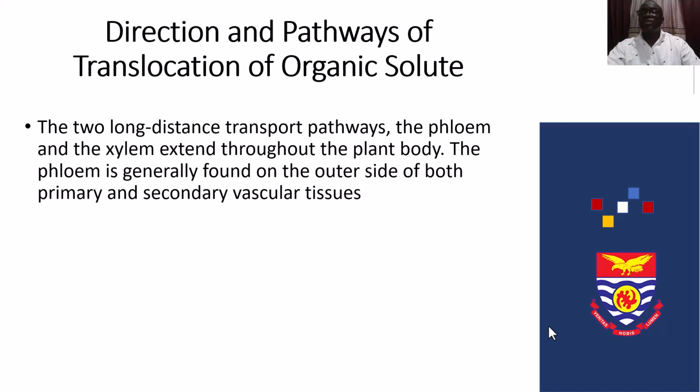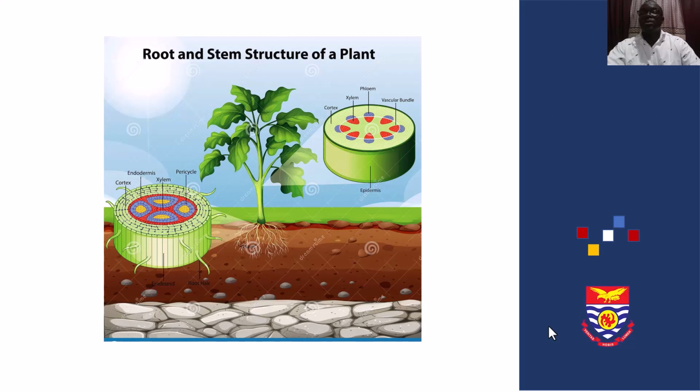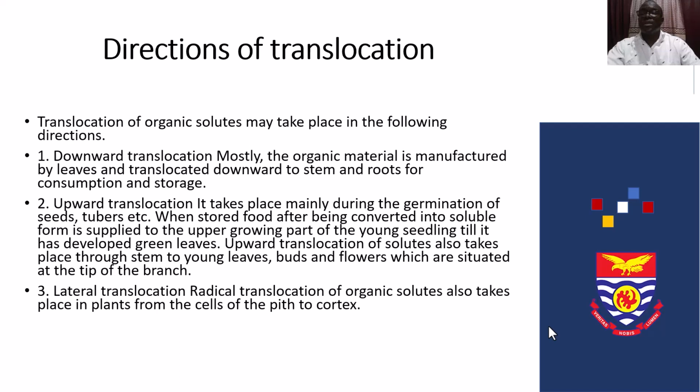So, direction and pathways of translocation of organic solutes. The two long-distance transport pathways, the phloem and xylem, extend throughout the plant body, and the phloem is generally found on the outer side of both primary and secondary vascular tissues. So you have the root and stem structure of a plant, and in there you see the epidermis being the outer, then in that we have the cortex, then the vascular bundle, where we have the phloem to the outer and xylem to the innermost part. So directions of translocation.